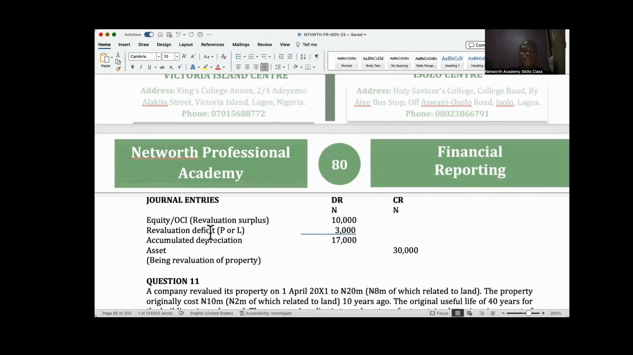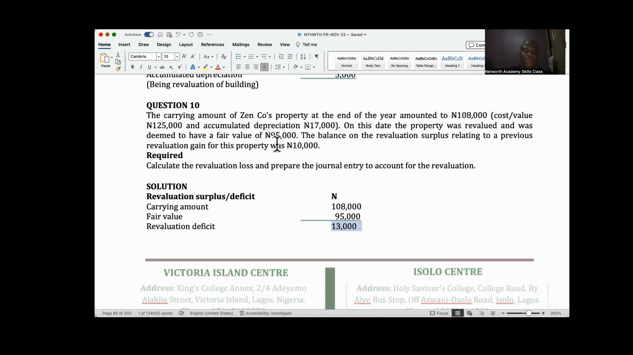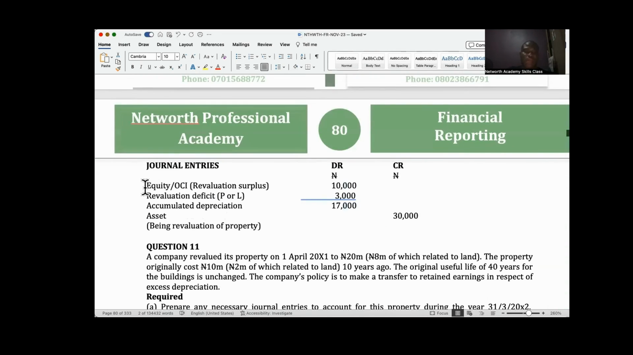For my journal, since there was a previous revaluation gain or surplus of 10,000, this 13,000 deficit cannot go to P&L as a debit first. First, 10,000 of this 13,000 will go and net off this earlier surplus. That's why we are having equity or OCI. It eats my revaluation surplus, that 10,000. This 13,000 deficit we're having this year, first, don't take it to P&L. Go and eat it against the previous surplus first. And that's why we are debiting that surplus here.